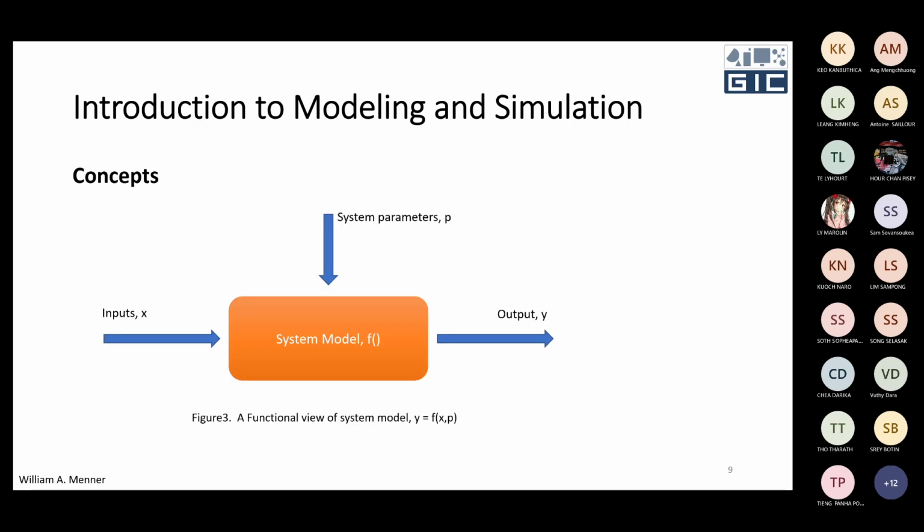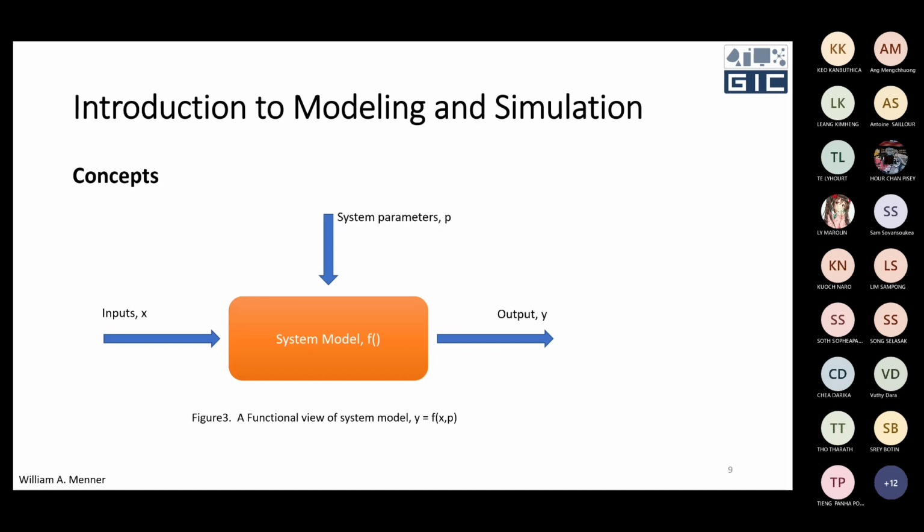Okay, this is just one picture that shows the way we make a concept of modeling in a system. For example, we have one system, just one model of a system. Our model of the system is represented by a mathematical function f. In our case, we have y equals f of x and p. This equation means that our system is represented by one mathematical formula, and our inputs are x and p.